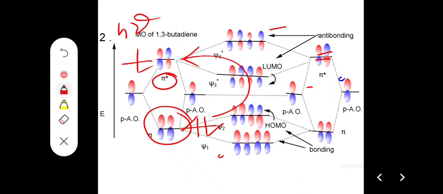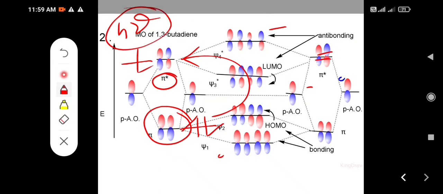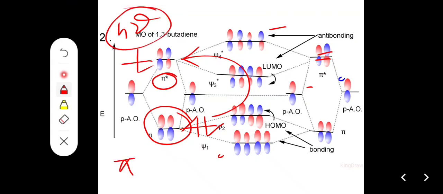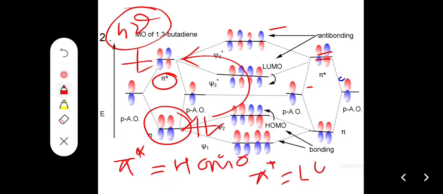Here, after excitation, when we use h nu, the pi star is considered as the HOMO of one ethylene and the pi star is considered as the LUMO of the other ethylene. So there is perfect overlap, and bonding is permissible. So 2 plus 2 cycloaddition is favorable when we perform it photochemically, otherwise not.